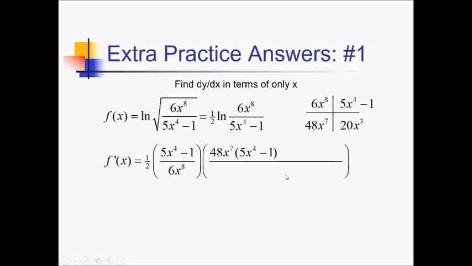I'm not going to simplify any of this. And then we have to divide by a v squared there. It's u prime v minus u v prime over v squared. So that's this 5x to the 4th minus 1 quantity squared.